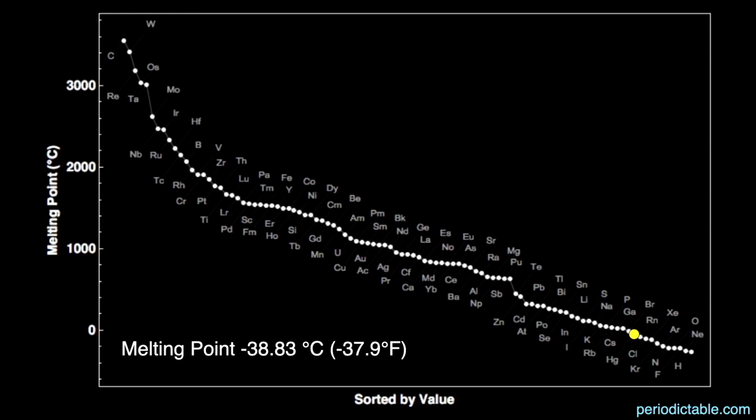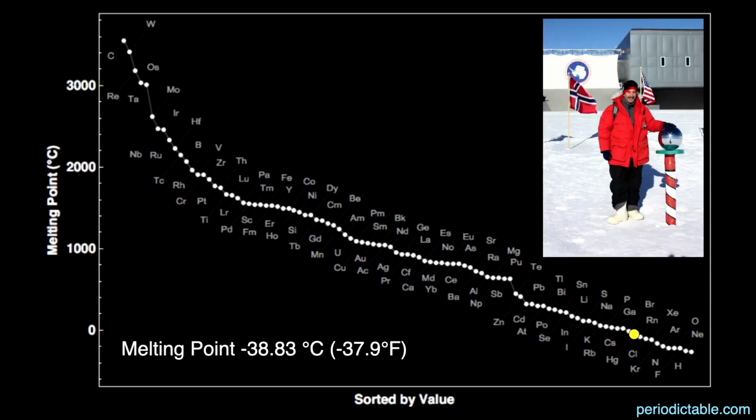minus 109 degrees Fahrenheit. There are places on Earth where mercury would be a solid, like the South Pole, where you see me standing in minus 40-degree temperatures at the height of summer, though it was actually midnight when this photo was taken. No, I didn't bring a sample of mercury with me, but I wish I'd thought of doing that.